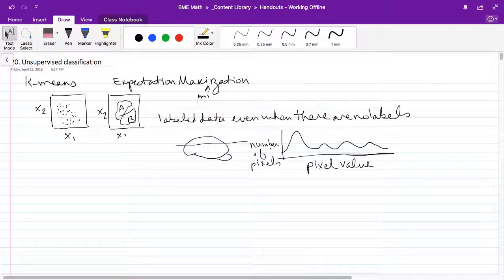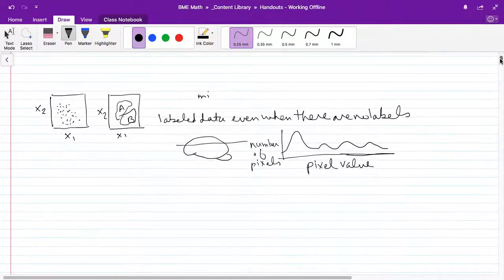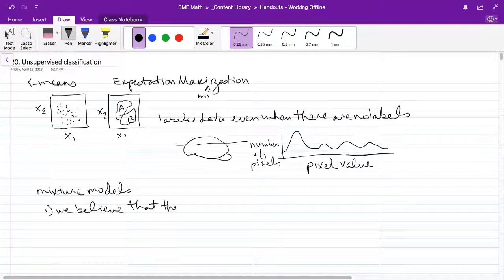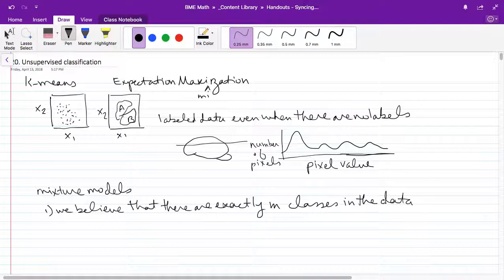So the basis of these models are mixtures. And let me describe to you what mixtures are. Mixture models. Basically the idea is that you start with a particular belief that there are exactly M classes in the data. So you may not know that a particular data point belongs to whatever class, but you start with saying, I believe there are three things that I want to label. White matter, gray matter, air. So those are the three things that I want to find. So that's the first thing.